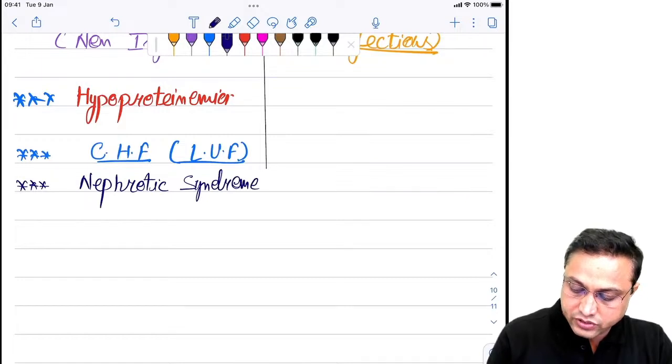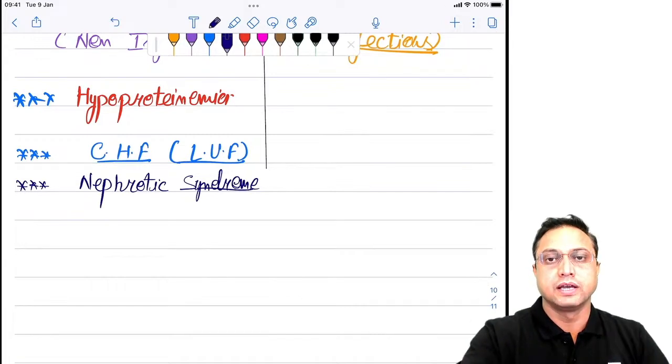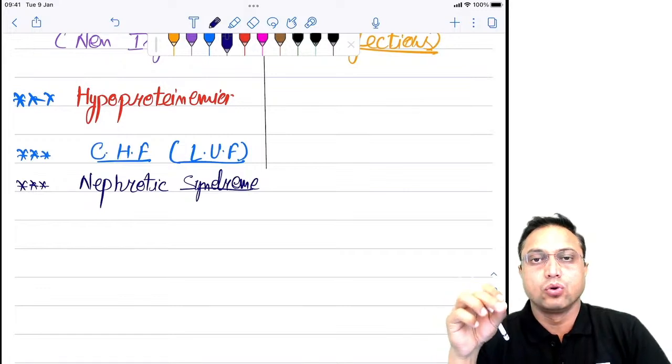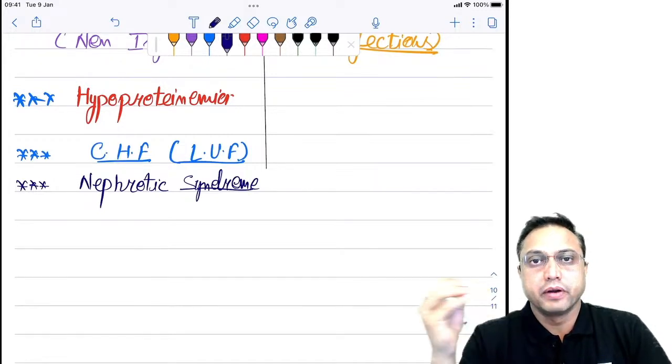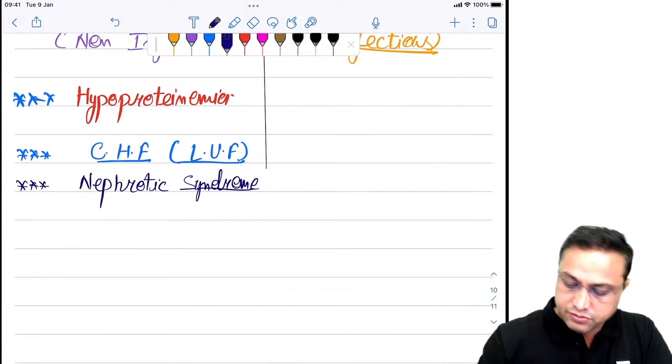Now, why in nephrotic syndrome? We know this. There is a loss of the proteins. Basic thing. And I have already explained to you that in the absence of proteins, with a low level of proteins, there will be no one to push the fluid into the circulation and the fluid will start accumulating in the pleural spaces.